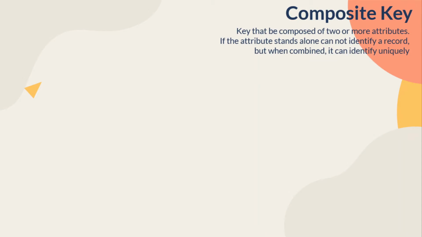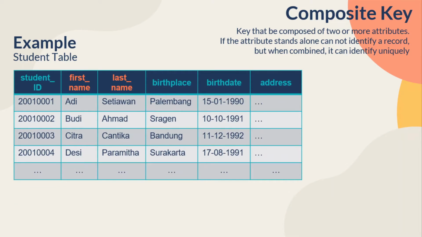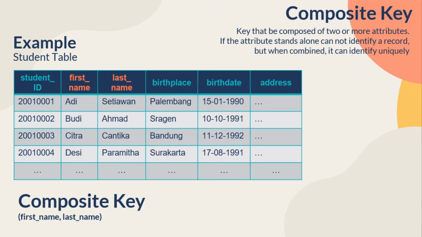And the last, I will explain an example related to composite key. Composite key is a key that is composed of two or more attributes. If the attributes stand alone, they cannot identify a record, but when combined, they can identify it uniquely. For example, in the student table, the name attribute is composed of first name and last name. Suppose that each student has a unique name. We can use a combination of these two attributes to uniquely identify each student. Because the key used consists of two or more attributes and can be uniquely identified, first name and last name are referred to as a composite key.